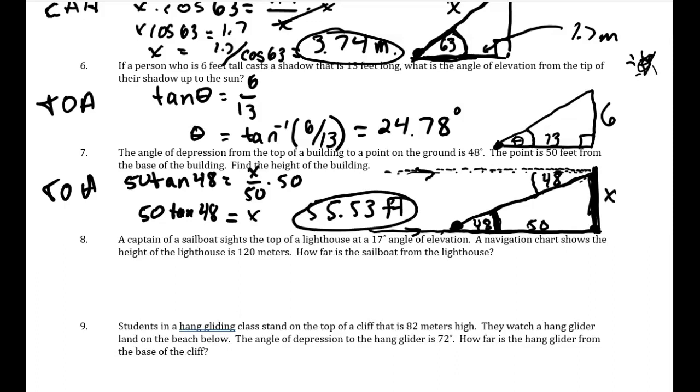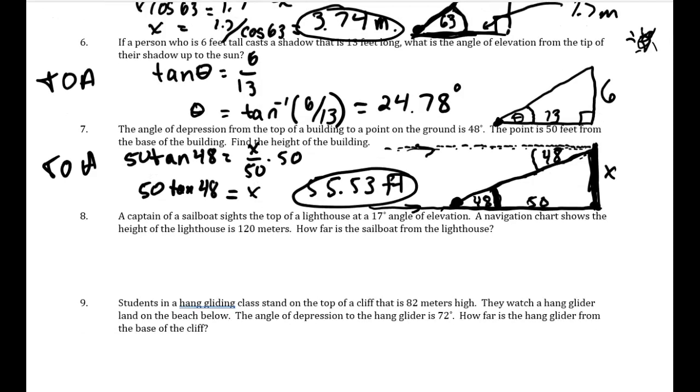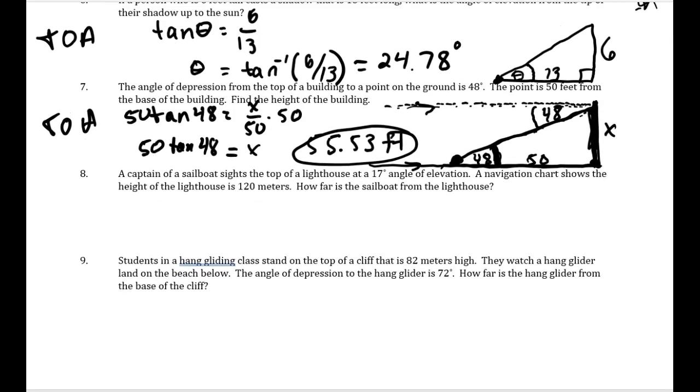Okay, last one. We'll go to number 9 just so you see another angle of depression problem. Students in a hang gliding class stand on top of a cliff. So here will be our cliff that is 82 meters high. They watch a hang glider land on the beach below. So we'll say this is our guy landing on the beach below. The angle of depression to the hang glider, again, the hang glider is the guy on the ground, is 72 degrees.